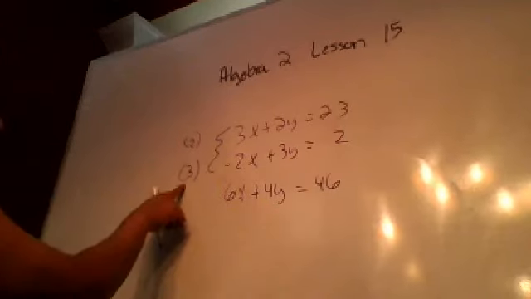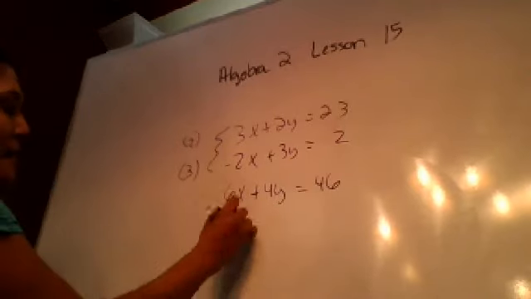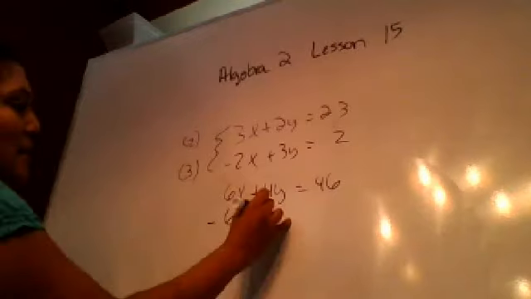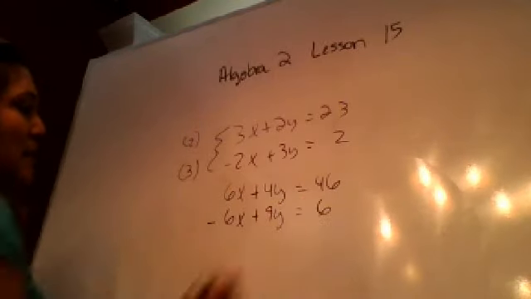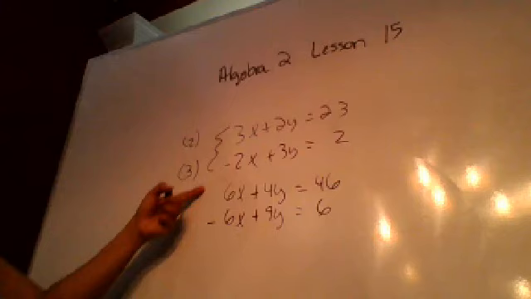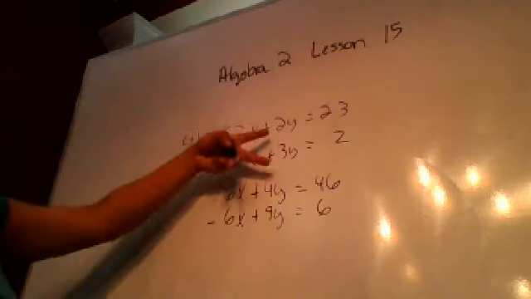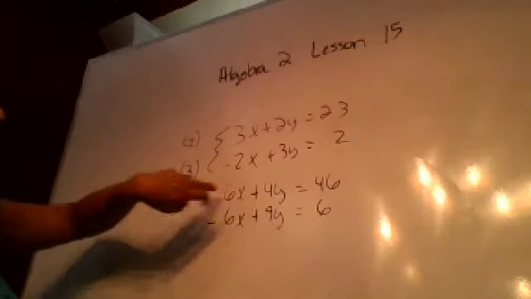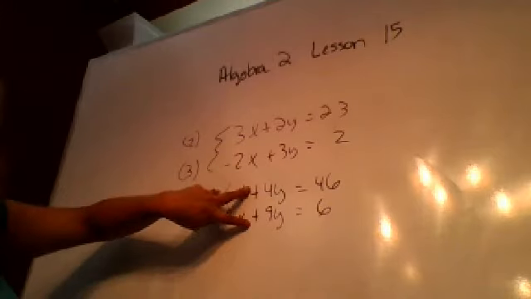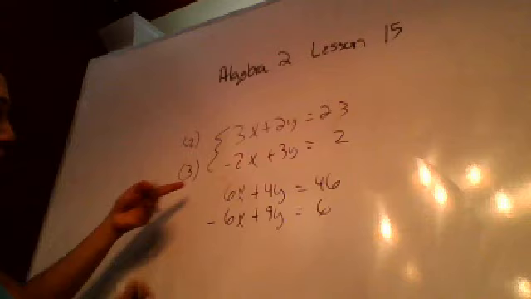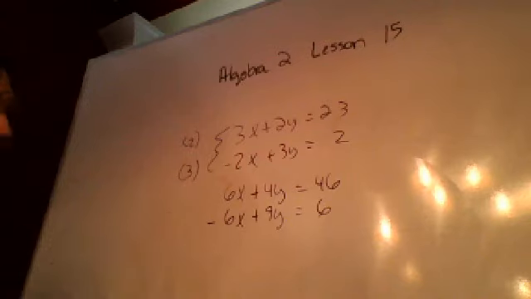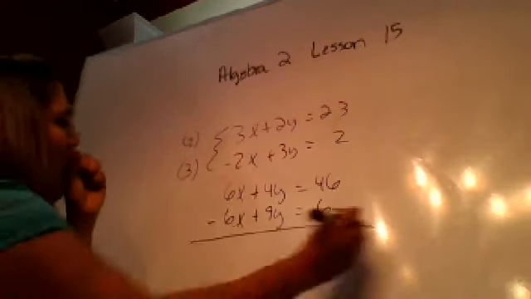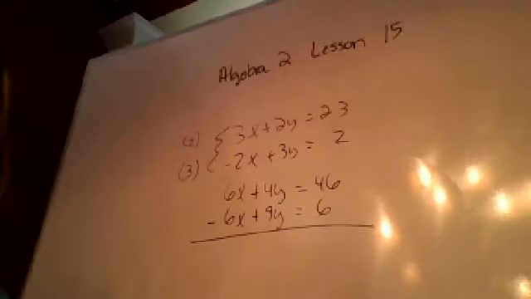Now I'm going to do the next one. 3 times negative 2 is negative 6x. 3 times 3y is 9y equals 6. Now do you see I have opposites? I could have flipped them and gotten 6 here, but then I'd have to multiply one of these by a negative because they're both positive. This way I didn't have to multiply either one of my equations by a negative. So make sure the like terms are lined up.